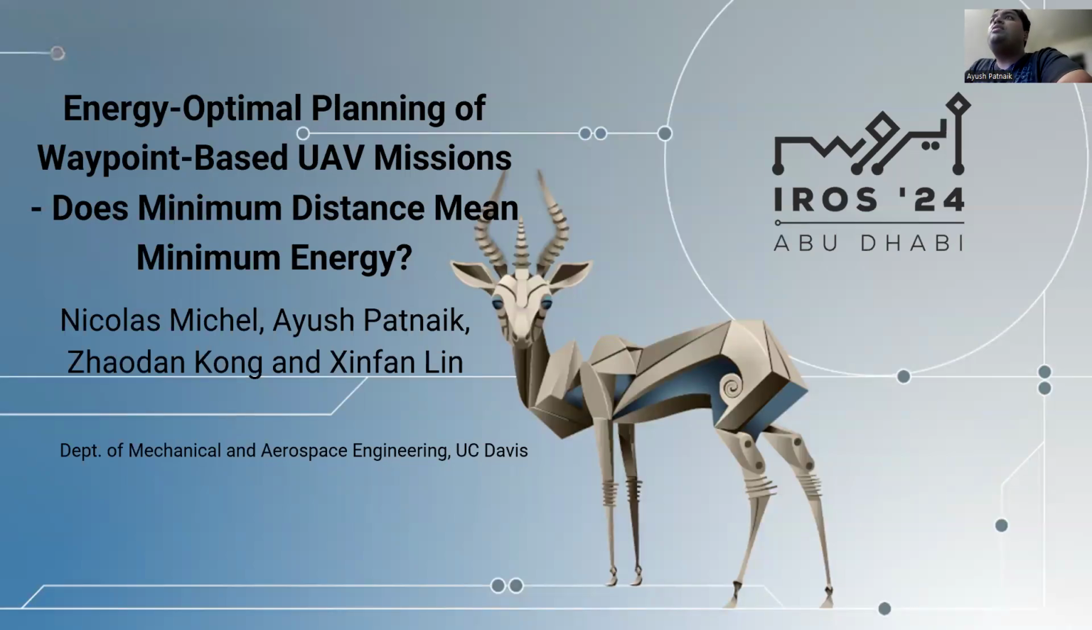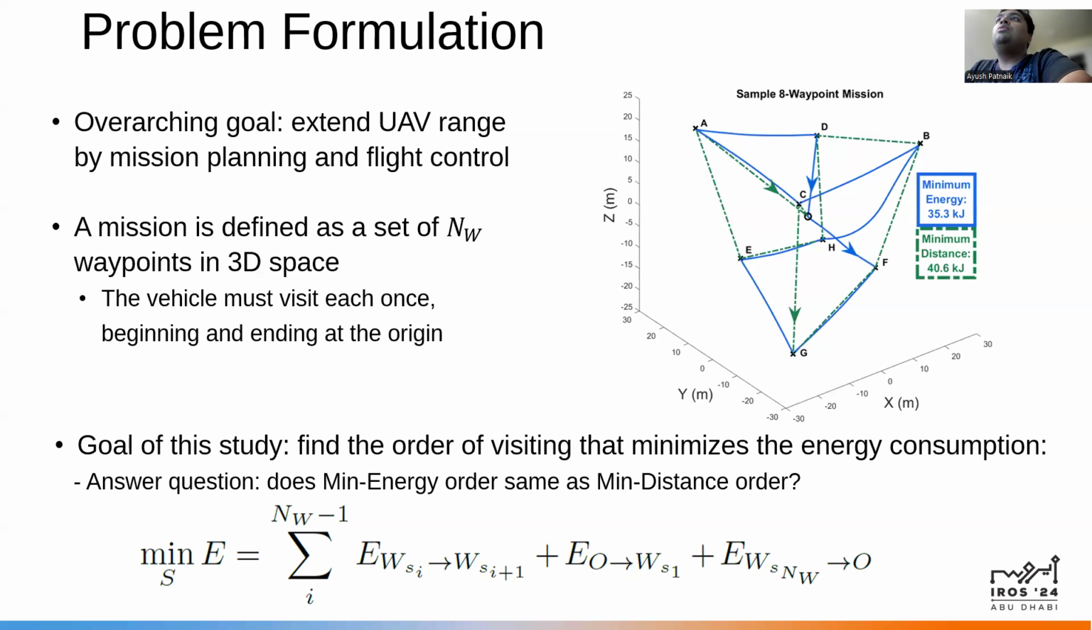In our paper, we address the topic of energy optimal planning of waypoint-based UAV missions, answering whether minimum distance means minimum energy. I'm Ayush, and my co-authors and I are with the MAE department at UC Davis. In this presentation, we'll focus on improving the energy efficiency and sustainability of multi-rotor UAV missions. The overarching goal is to extend the range of UAVs by optimizing both mission planning and flight control.